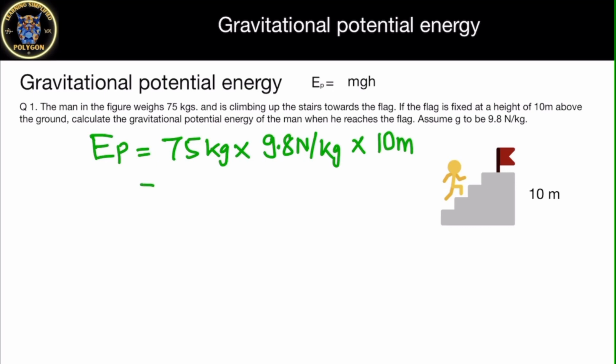Which is equal to 7,350 newton meters, or 7,350 joules. So the gravitational potential energy of the man when he reaches the flag is 7,350 joules. I hope this problem gives you a better understanding of gravitational potential energy and how to calculate it.